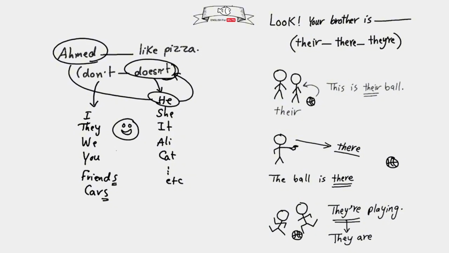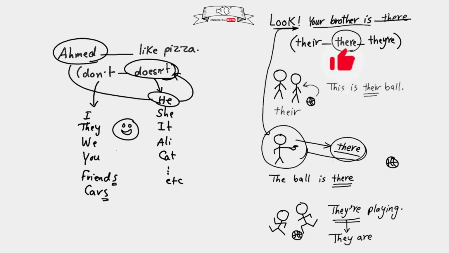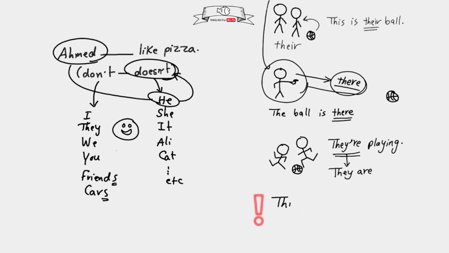The question here says, look, your brother is. So he's looking at his brother, who's far. Like here, he's looking at the ball, which is far. So we use there. Look, your brother is there, T-H-E-R-E. I hope you understand. Now you answer this question. This is their school. Which there fits here? Let me see your answers in the comments.